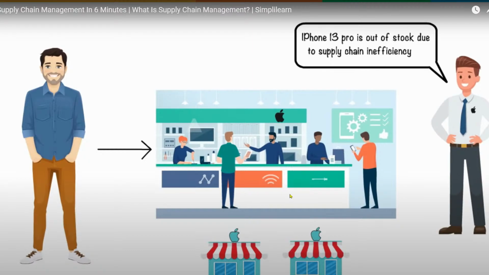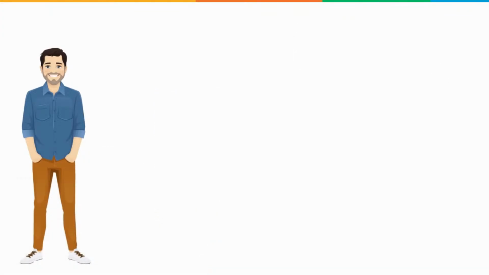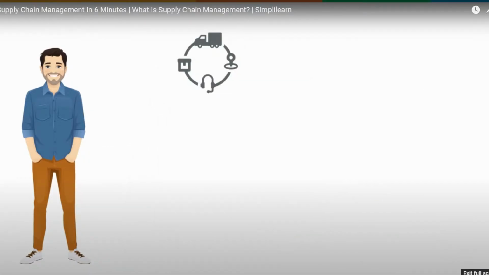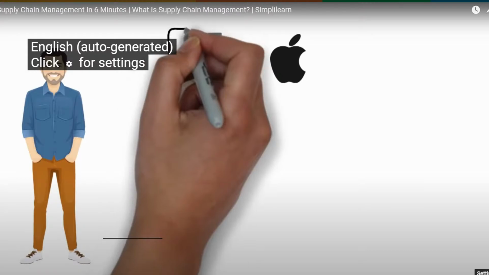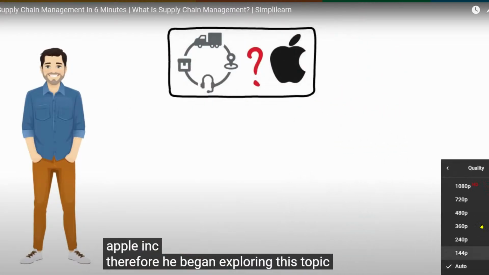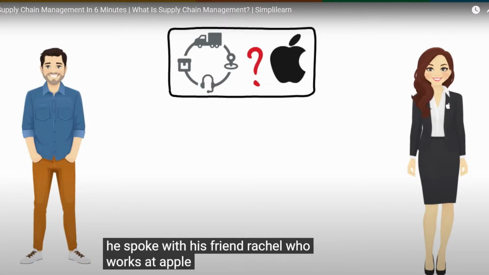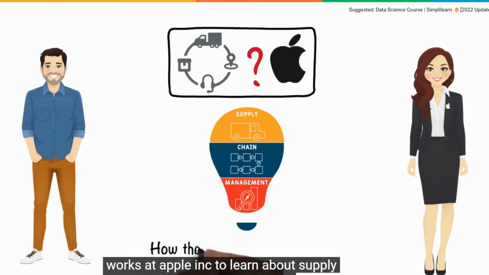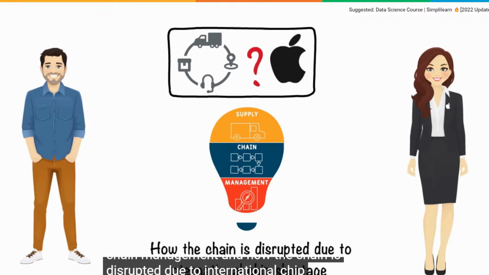तो this he is quoting some example, like automobile का जो बोला ना semiconductor. Because of disturbance in the supply of semiconductor, all the production was halted for almost years, more than years. Seller outlets and received the same response. He then became intrigued about this term supply chain and how it affects the production of a big corporation like Apple Inc. Therefore, he began exploring this topic. He spoke with his friend Rachel, who works at Apple Inc. to learn about supply chain management and how the chain is disrupted due to international chip shortage.